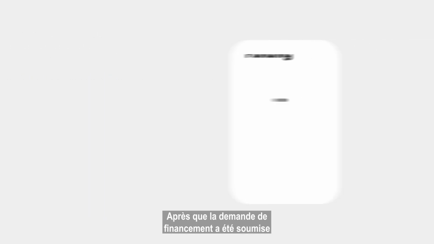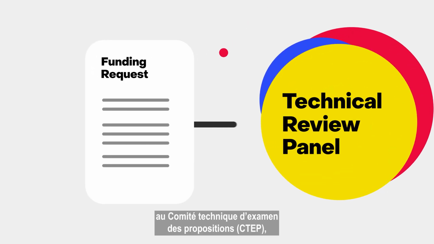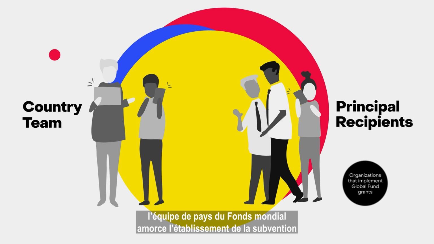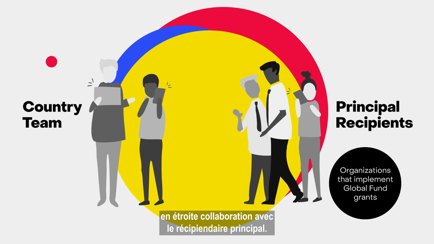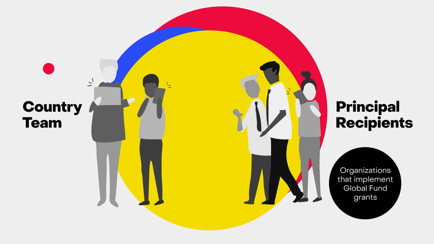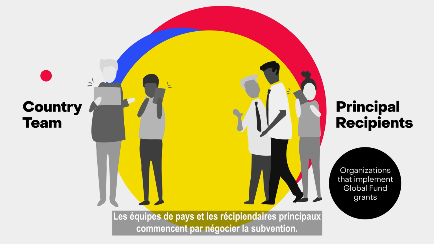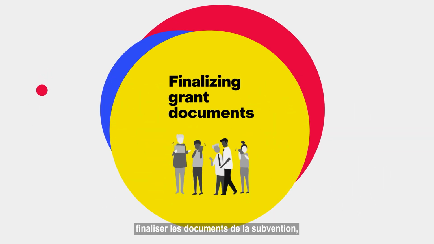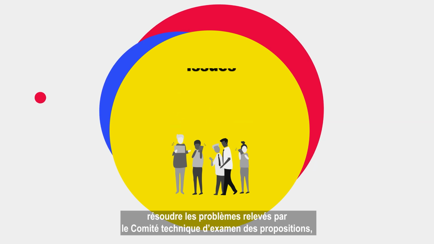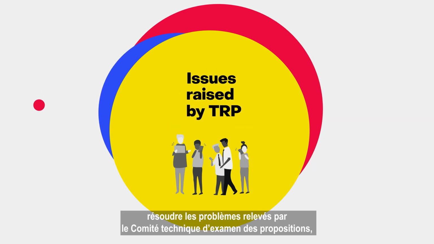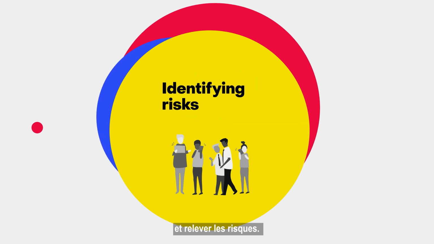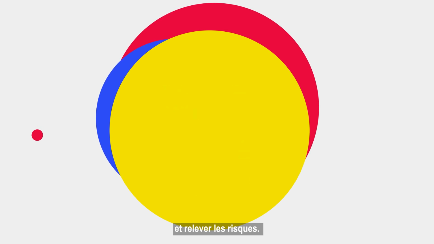Once a funding request is submitted to the Technical Review Panel, or TRP, the Global Fund country team works closely with the principal recipient, or PR, to begin grant making. Country teams and PRs start by negotiating a grant. These preparations include finalizing grant documents, addressing any issues raised by the Technical Review Panel, agreeing co-financing commitments and audit arrangements, and lastly, identifying any potential risks.